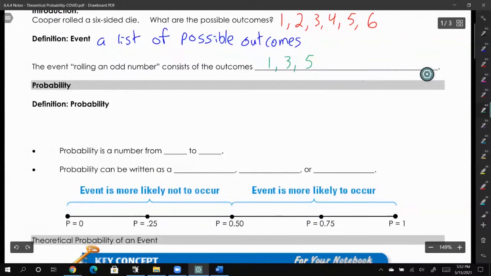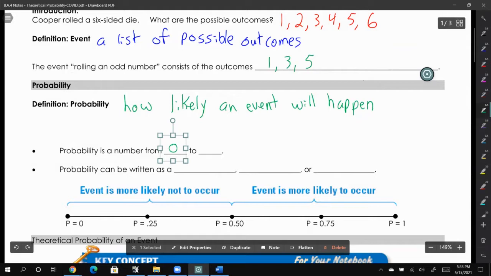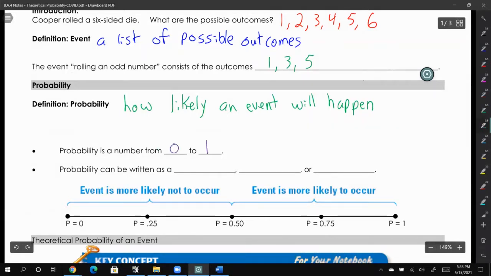Now, the definition of probability is how likely an event will happen. And we've talked about it before where, in the weather, there's a 50% chance of rain or a 30% chance of rain. That's a probability that it will rain outside. So probability is a number from 0 to 1. And it could be written as a percentage.